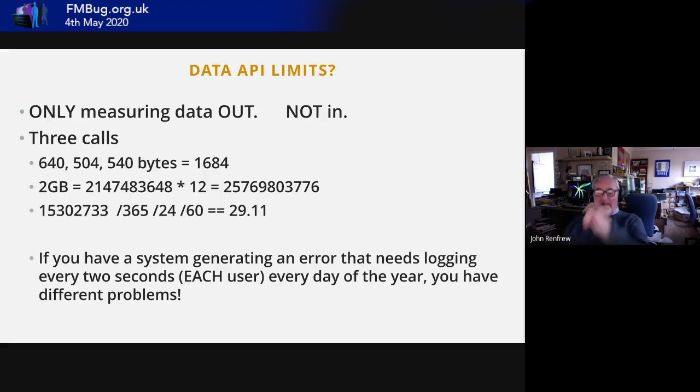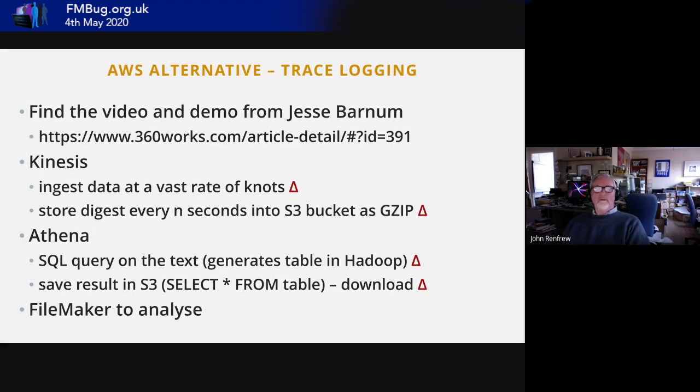If, however, you do want to push really vast quantities of data, and this is a whole separate presentation that I'm not giving, but is absolutely amazing, download the video from Jesse Barnum's DevCon the other year. I have all of this working using Amazon AWS services. Kinesis, you can just chuck loads of data at, so a big block of JSON as fast as you possibly can. It will then store a digest of the information, either every however many seconds you determine or however many megabytes you get to, in one of your S3 buckets as a gzip file.